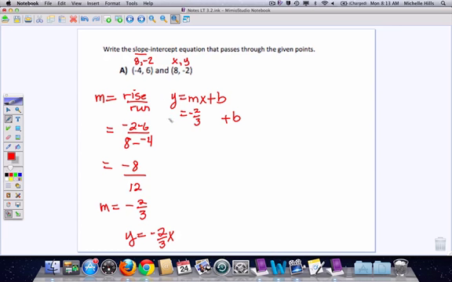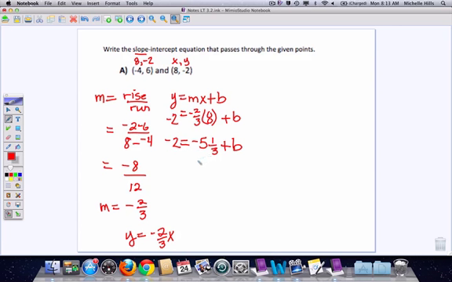And I'm going to substitute negative 2 for my y, because y is negative 2, and I'm going to substitute 8 for my x. So negative 2 equals, well, negative 2/3 times 8 is negative 16/3, which is negative 5 1/3. Now, bring down my plus b. At this point, I have this equation. Negative 2 equals negative 5 1/3 plus b.